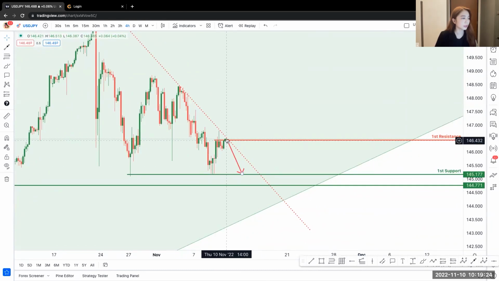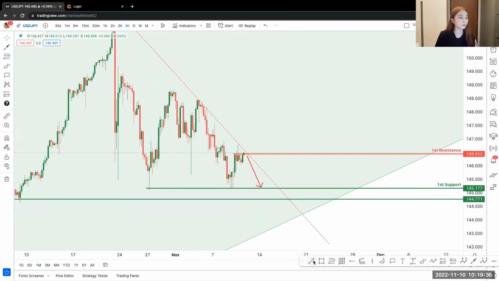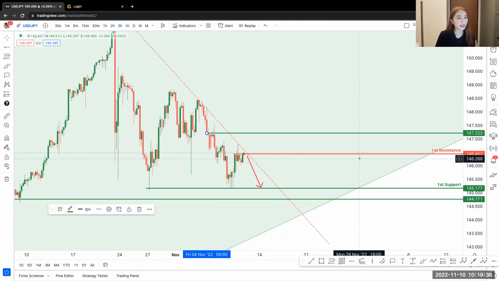Okay, so we are looking at a possible bounce. If price actually exceeds this descending trend line, then we are expected to see a breakthrough on the USD JPY back up to possibly the previous high at 147.22.